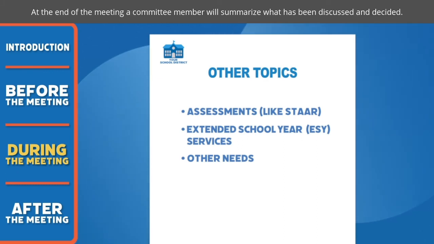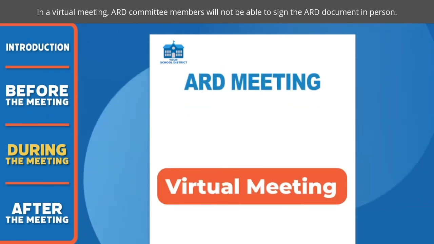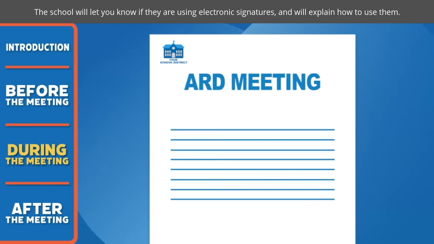At the end of the meeting, a committee member will summarize what has been discussed and decided. In a virtual meeting, ARD committee members will not be able to sign the ARD document in person. The school will let you know if they are using electronic signatures and will explain how to use them.